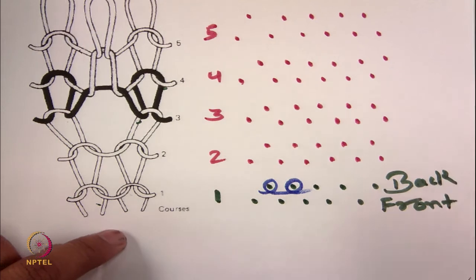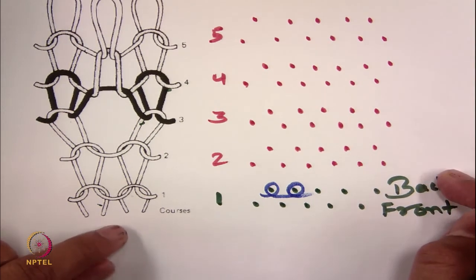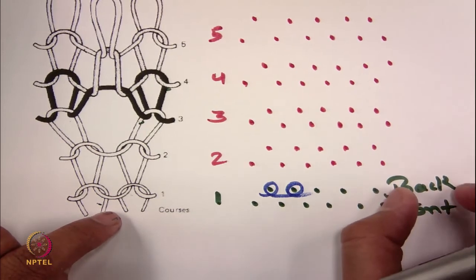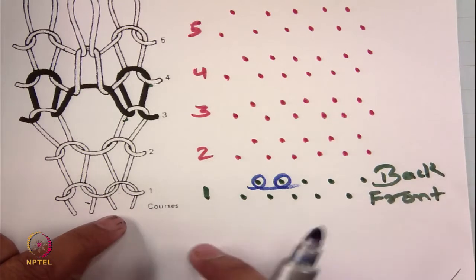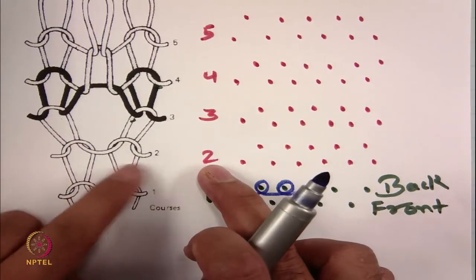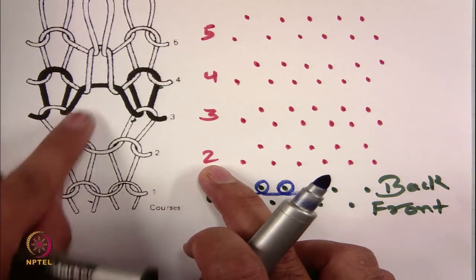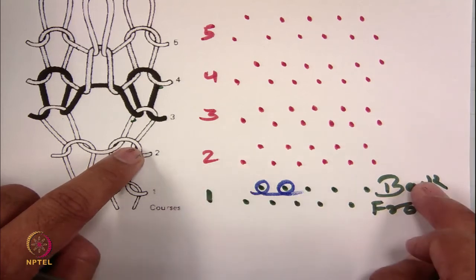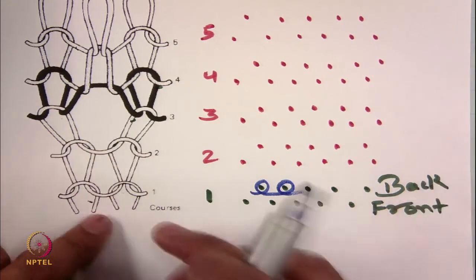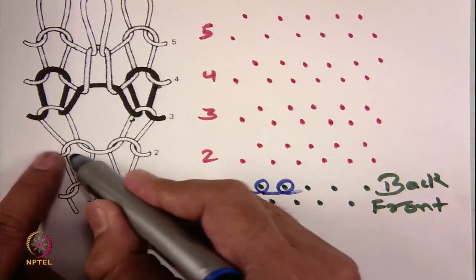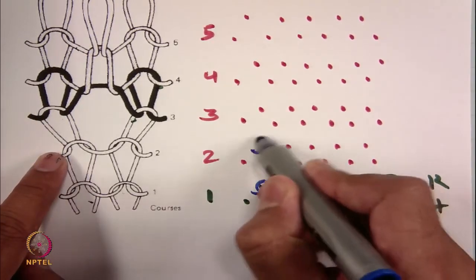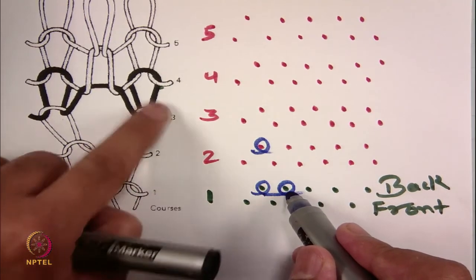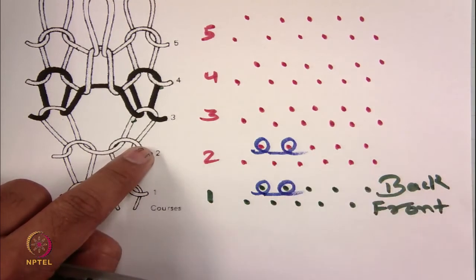In case of a V bed, we know the front and back notations. If you have cylinder and dial, the front bed is represented by the cylinder and the back bed is represented by the dial, in case of double bed circular machines. Now, if you go for the second course, again these 2 loops are being formed on the same bed, which is the back bed, because they are technical back side. So, this needle is again creating this loop, and the needle which created this loop is now creating this loop. So, 2 needles.